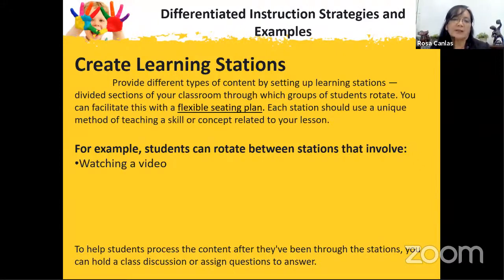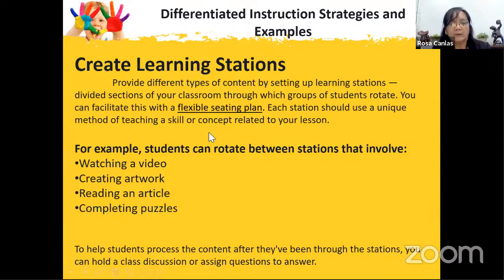For example, if a child learns more by watching video, we can also have a station for creating artwork. If a child loves reading or is motivated to read, we have a station for him to read an article. We have completing puzzles, and listening too. So these are all examples.